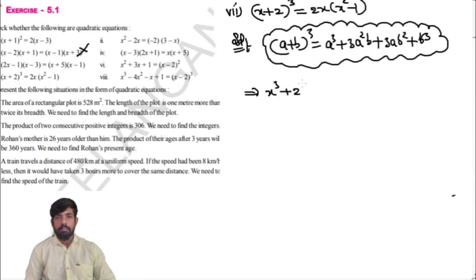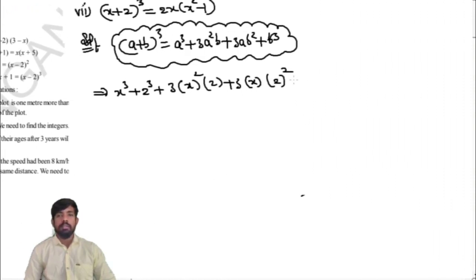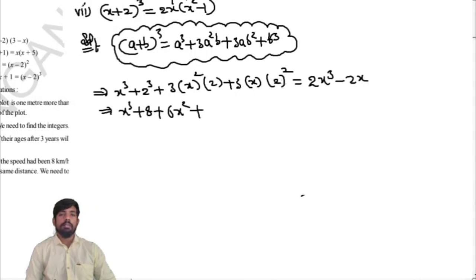a³ + b³ + 3a²b + 3ab². The right side is 2x into x², so 2x³, and 2x into −1, which is −2x. So from here, x³ + 2³ + 3·2·x² + 3·4·x, which is 12x, equals 2x³ − 2x.